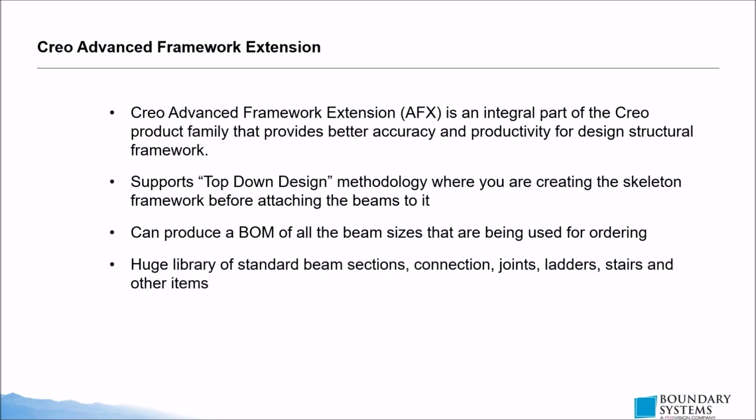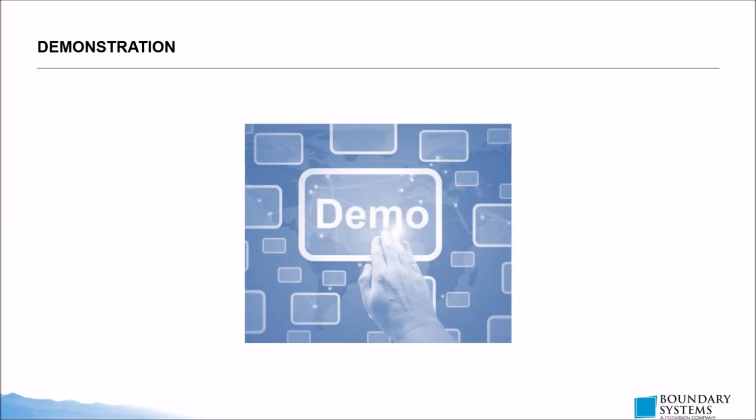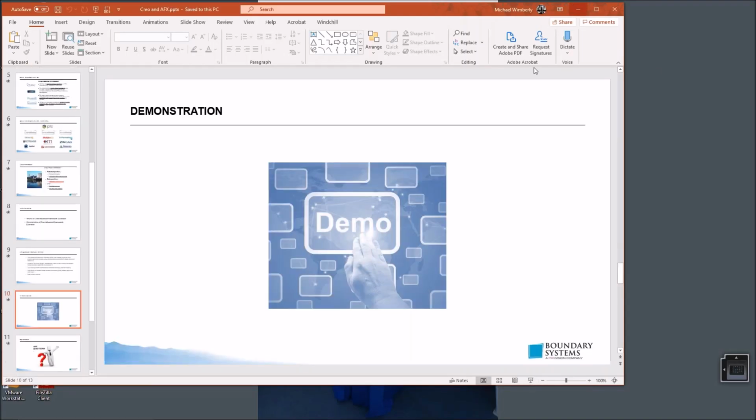There's a huge library of standard beam sections, connections, joints, ladders, stairs, all kinds of things inside of here. I'll show you some of those while we're going through it, but I'm going to use specific ones. And of course, what you'll see is it's very easy to learn. It's not complex. If you've worked with beams and structures, then you'll know the sizes and the materials that you want. Now it's just a matter of creating a framework and attaching them to it. So let's go ahead and jump into the demonstration.